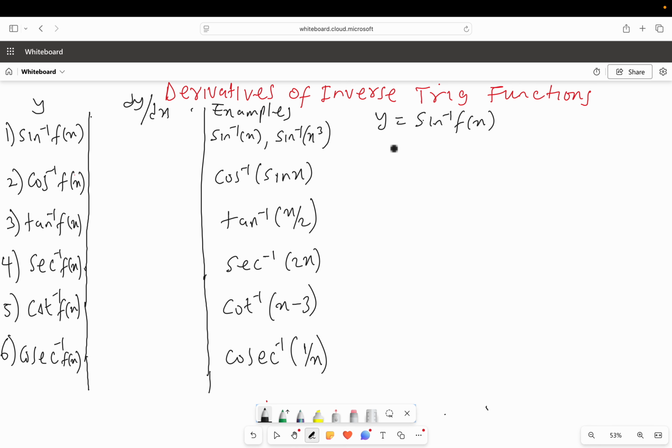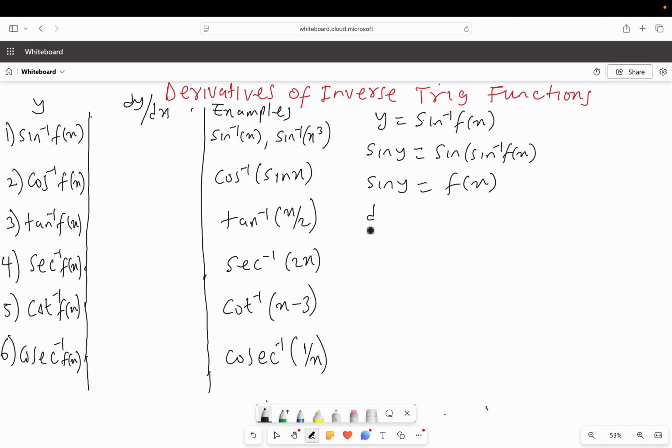So what you have to do is to take the sine of both sides. So I have sine y will just be sine of sine inverse f of x. So this will give me sine y is just f of x. So y is a function of x, so I can find the derivative of both sides with respect to x.